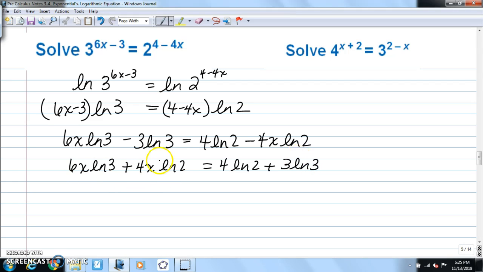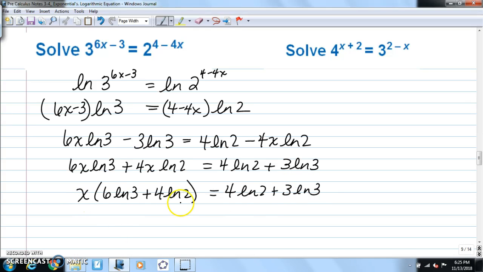Now, these both have an x, you can factor the x out. So it's 6 natural log of 3 plus 4 natural log of 2 equals 4 natural log of 2 plus 3 natural log of 3. And at this point, you can just divide through by this quantity, and it gets rid of it over here, and so x equals 4 natural log of 2 plus 3 natural log of 3 divided by 6 natural log of 3 plus 4 natural log of 2.